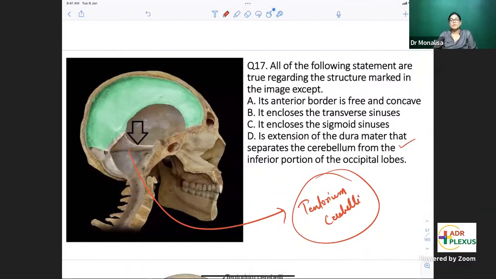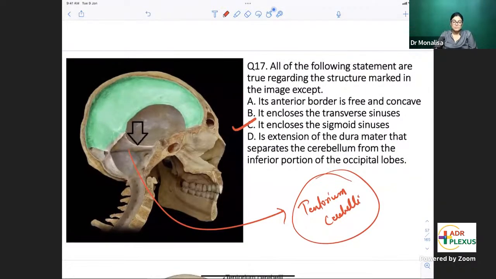It is an extension of dura mater that separates the cerebellum from the inferior portion of the occipital lobe. It encloses the sigmoid sinus is an absolutely wrong statement. It is not a right statement, and we have to choose the wrong statement. So definitely C is the right answer. Its anterior border is free and it encloses the transverse sinus is absolutely correct.